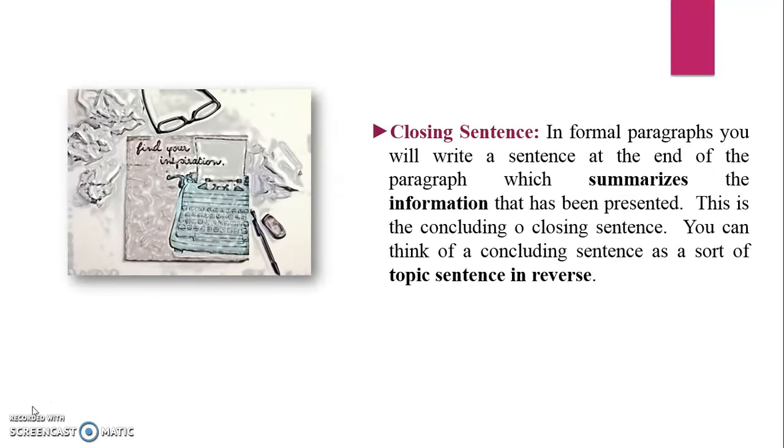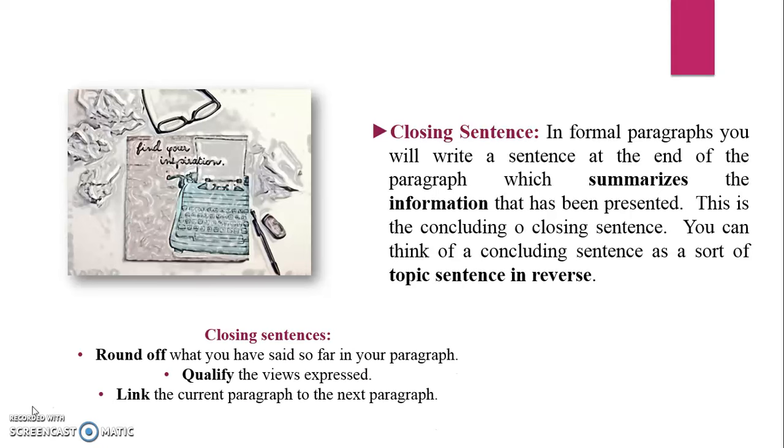The final part of the body paragraph is the closing sentence. In formal paragraphs, you will write a sentence at the end of the paragraph which summarizes the information that has been presented. This is the concluding or closing sentence. You can think of a concluding sentence as a sort of topic sentence in reverse. Closing sentences round off what you have said so far in your paragraph, qualify the views expressed, and link the current paragraph to the next one.